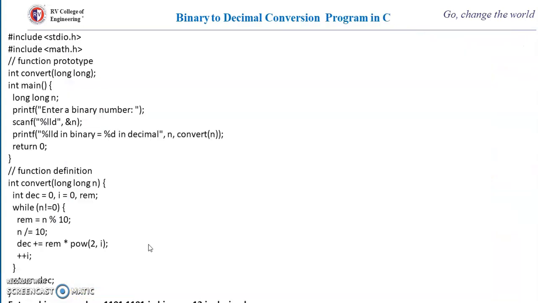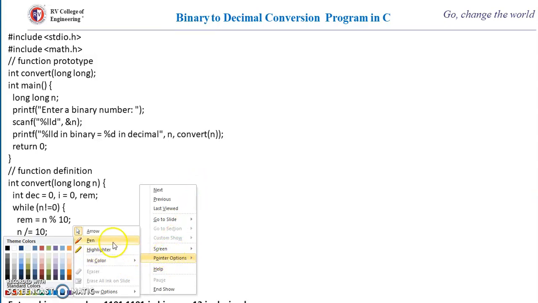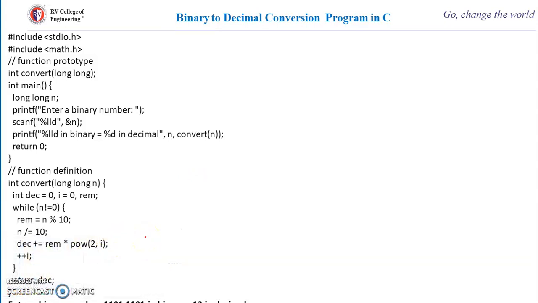So this is the procedure, and the same thing is programmed here. You can see the same logic is applied here. We have taken one while loop, and until n is not equal to 0, we are calculating the remainder by dividing n by n percent 10. The modulus operator is used, and this will give me the last digit, and this will skip the last digit. This operation is to calculate the binary to decimal conversion.